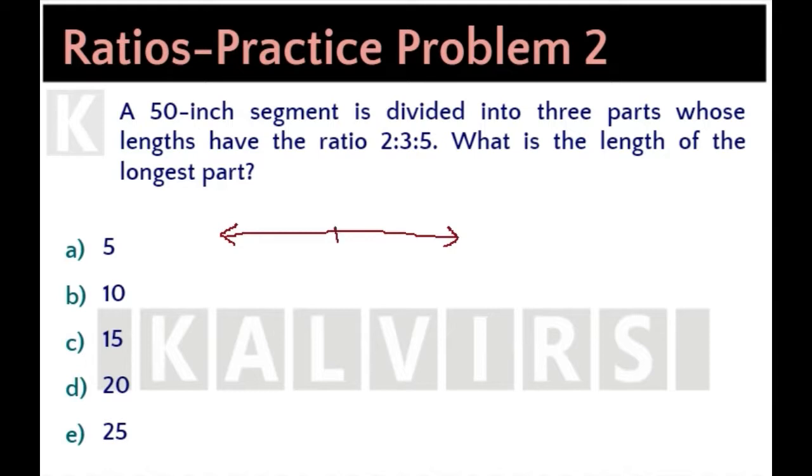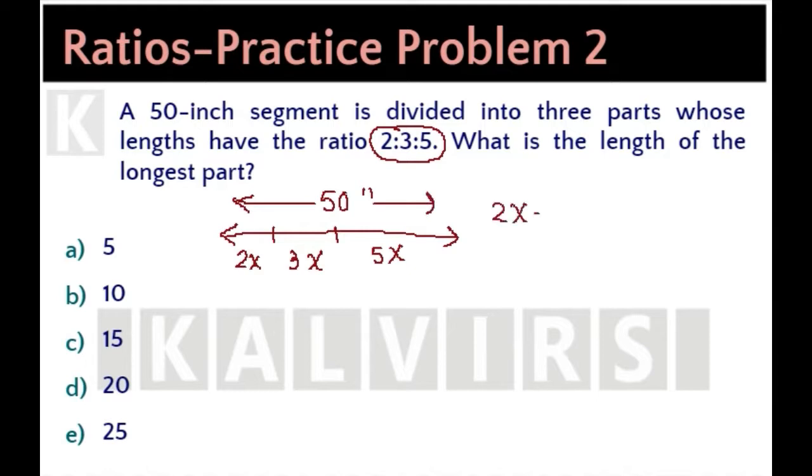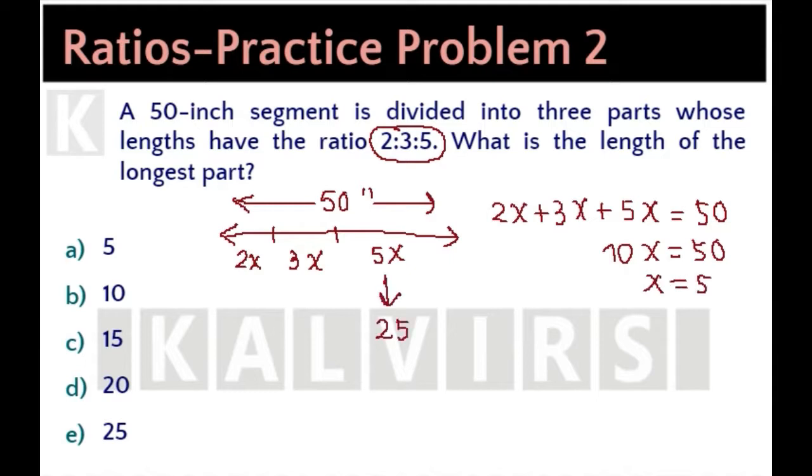Let the longest part be 5 times x. The other parts become 2 times x and 3 times x, since the ratio is 2 to 3 to 5. If the length of the segment is 50 inches, then 2 times x plus 3 times x plus 5 times x equals 50. Now solve for x in order to find the value of the longest part. Choice E is correct.